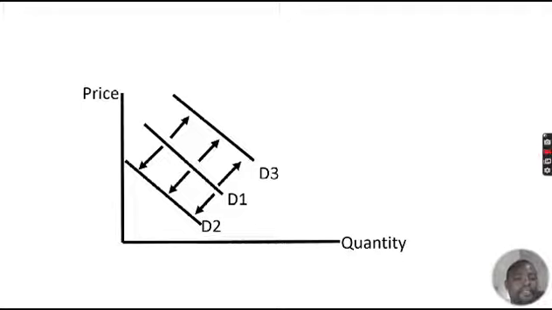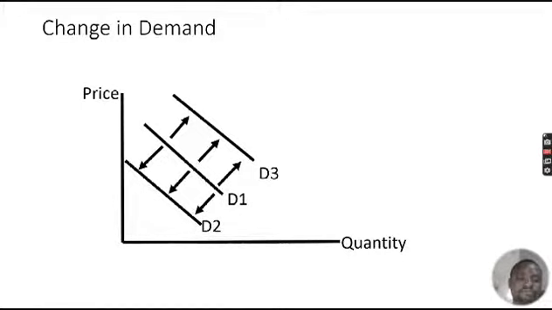Okay, let's talk about what I may call change in demand. I'm confident that you are able to see that diagram. And before anything, you can see something: price, quantity, D2, D1, D3, lines and arrows. What does that mean? Okay, that is change in demand.